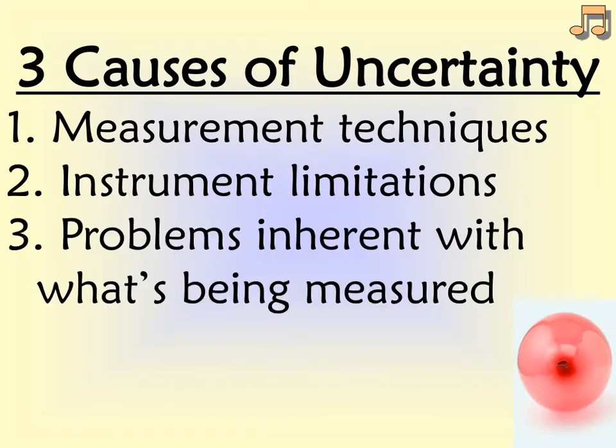The final problem that we have with uncertainties is if we're trying to measure something that is going to be awkward. So problems inherent with what's being measured. You see down here in the corner I have put a balloon. If I'm trying to measure, say, the circumference of this balloon or the diameter of this balloon, that's tough to do because the balloon will change shape and because the balloon is not flat, it's round. So any problems inherent with what I'm trying to measure will affect uncertainty.